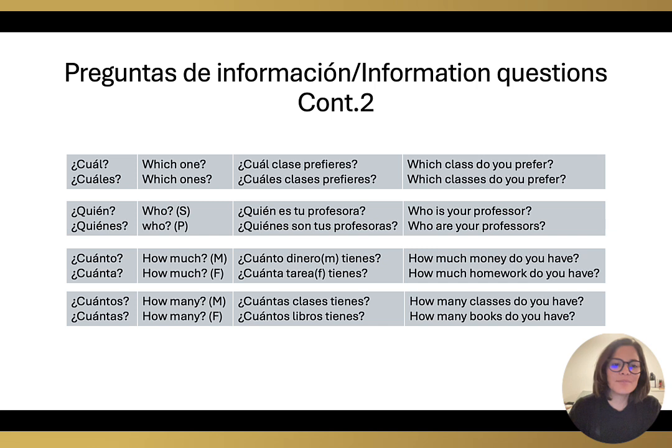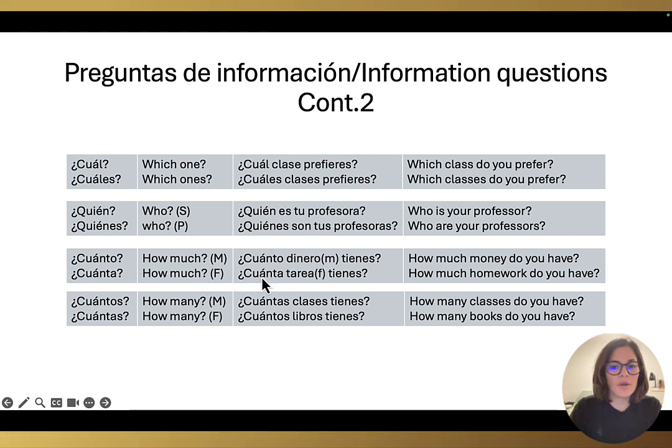Okay, now let's pay attention to cuánto and cuánta. Notice that both mean how much, but one is masculine and the other one is feminine. Cuánto is masculine, cuánta is feminine. And let's see how we use it. ¿Cuánto dinero tienes? Dinero is a masculine noun, so the question word needs to agree with the masculine noun. ¿Cuánto dinero? How much money do you have?